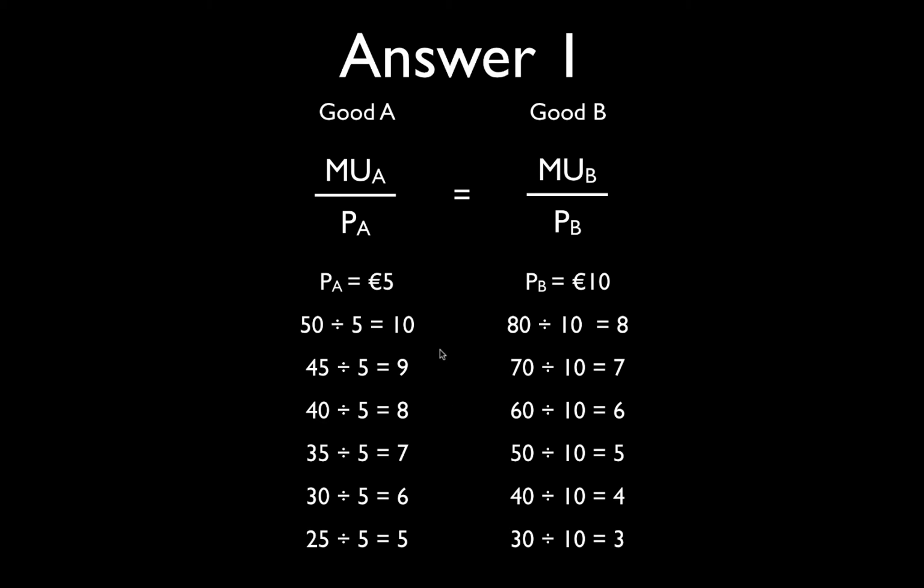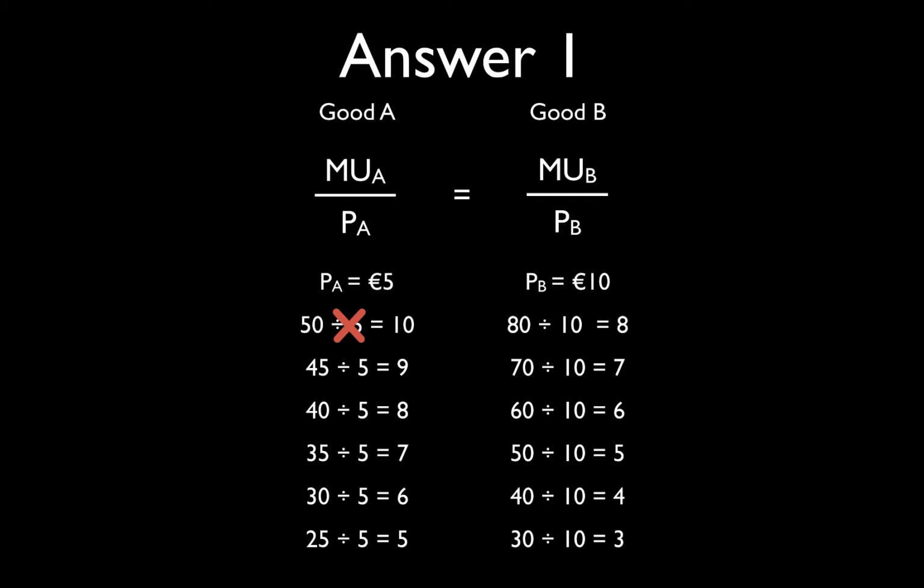The first thing we have to ask is, should he buy the first unit of good A or the first unit of good B? As you can see, he's getting 10 marginal utils per euro spent on good A and 8 marginal utils per euro spent on good B. Therefore, what he should do is buy A. So that one is gone.